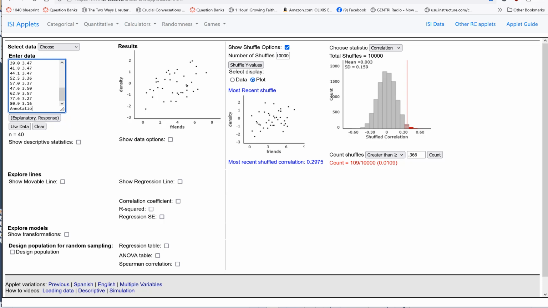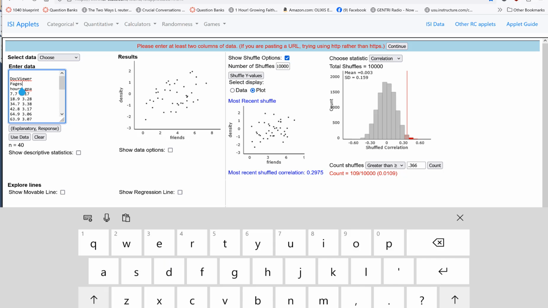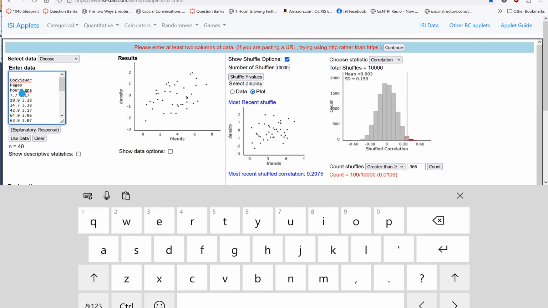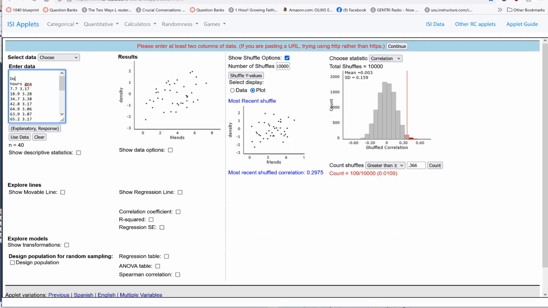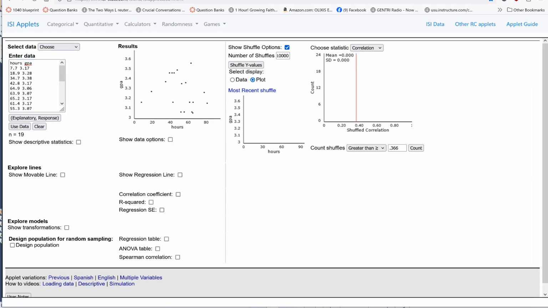Put in my data. Ooh, I don't want that thing that says annotations. Let's use data. It's giving me an error. The problem was copying it out of Canvas. I think you would have better luck if you instead just downloaded the file as a normal text file. But now that I deleted all the extra stuff that Canvas added, it looks like it worked. Let's see if it worked. Okay, now it worked.